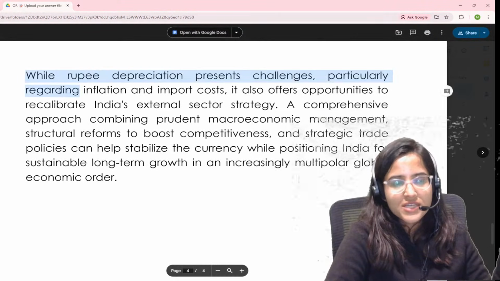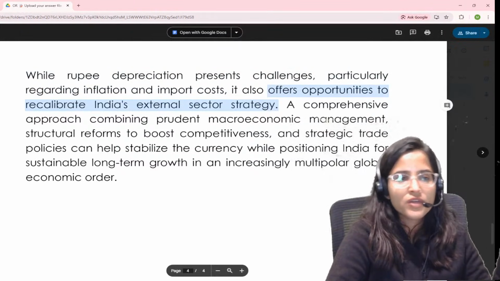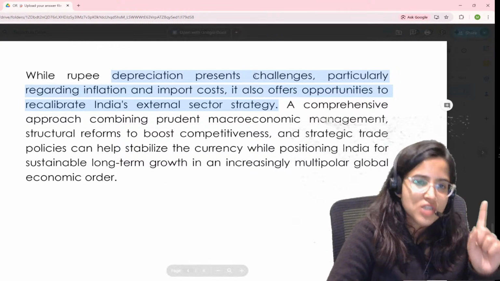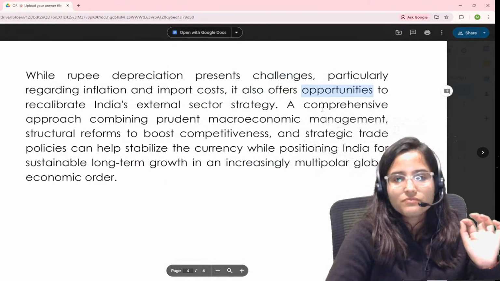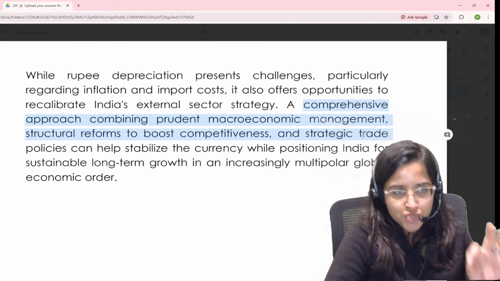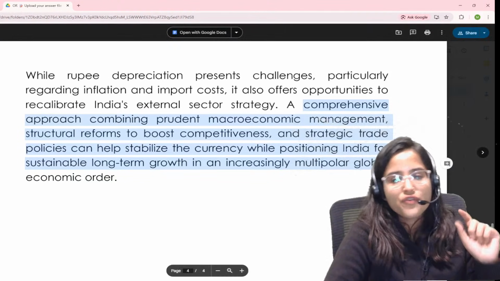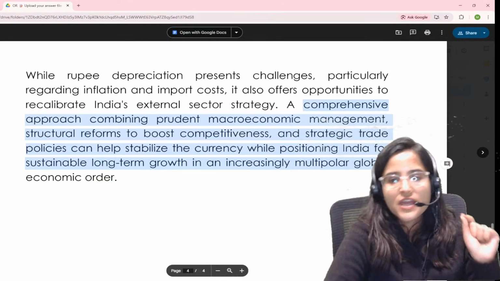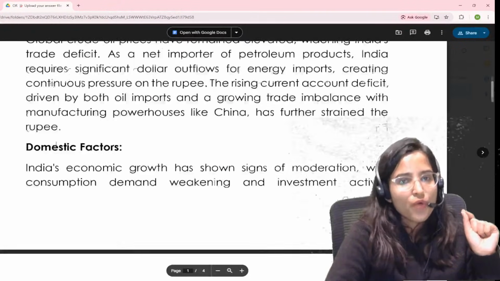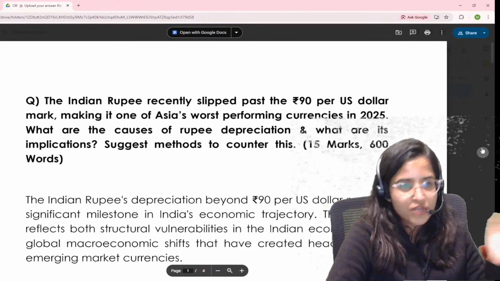While rupee depreciation presents challenges, particularly regarding inflation and import costs, it also offers opportunities. So you have written a very diplomatic ending. All of you, please note this also, diplomatic ending, that you have written challenges but also opportunities. And then you've written kind of way forward, that a comprehensive approach combining prudent macroeconomic management, structural reforms, and strategic trade policies can help stabilize the currency. So very good introduction and conclusion is very very good. It's just that whenever you write the points, it's better you write down in bullet points. It will give your answer an edge, and everything is good. It's just that you have to write in points.